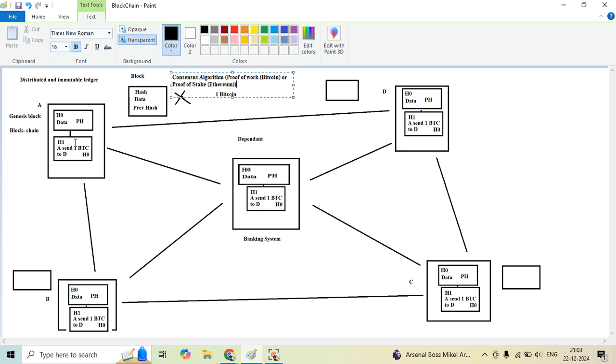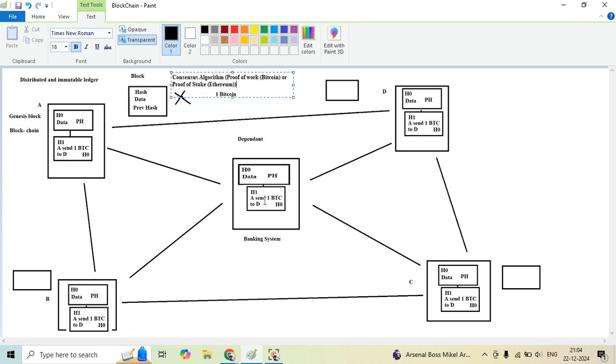They add a block into the ledger, and then when consensus is reached that A has actually sent one Bitcoin to D, and all of the miners, or the nodes, accept this transaction, more than 50% accept, they can add that into their own copy of the ledgers, and it can also be added to the central ledger. So this is a distributed system.